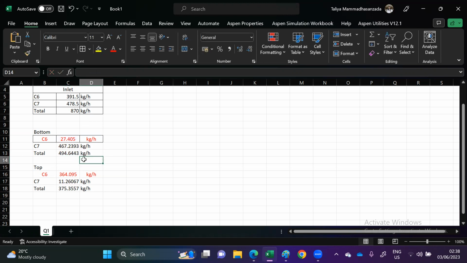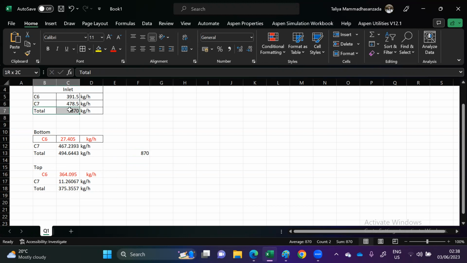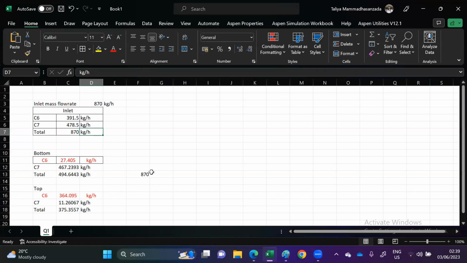Now let's check. Is our final result correct or not? How do we check it? First of all, we can solve for the total ones. The total is 870, right? And the total in the bottom is approximately this value. Let's take it and add the top. Oh, yes, exactly. The total values are the same. Their sum is given as 870 kilogram per hour. It's correct, so we have done it correctly.